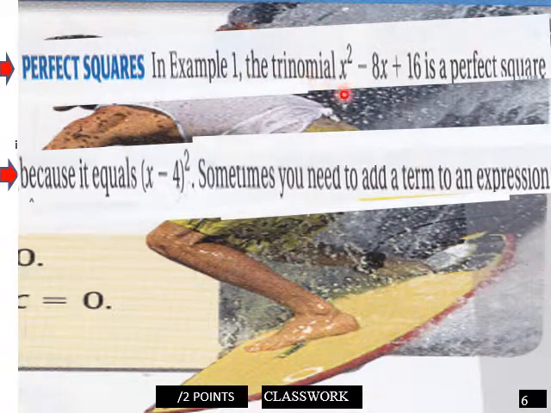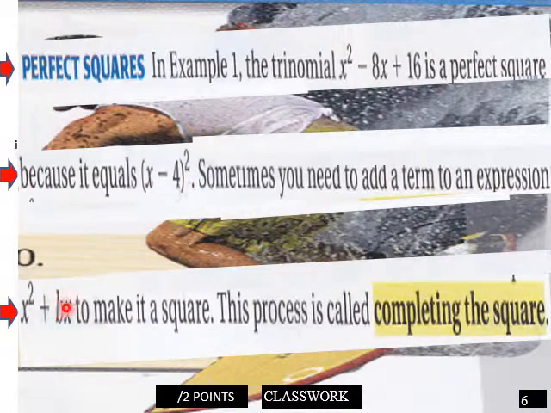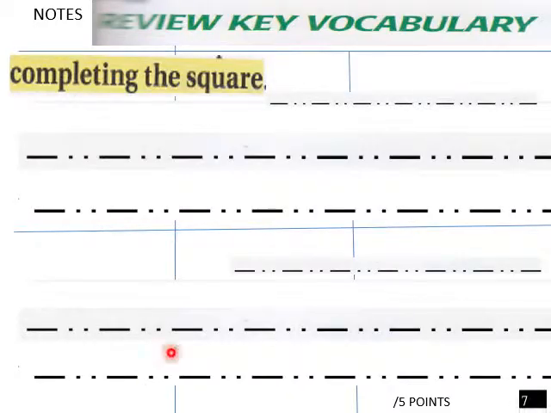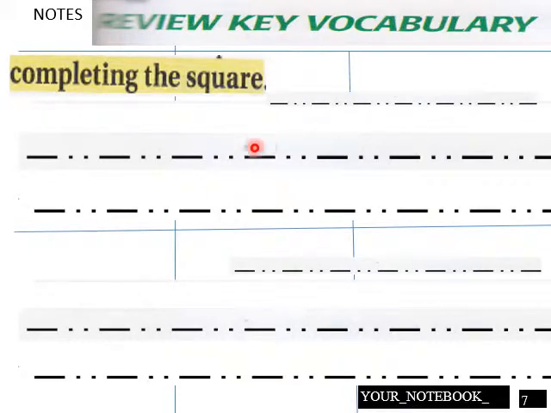Perfect squares: in example 1, this trinomial is a perfect square because it equals this. Sometimes you need to add a term to an expression, x squared plus bx, to make it a square. This process is called completing the square. So students, this is your chance to define completing the square in your own words. Teachers, give your students about 3 minutes for that.